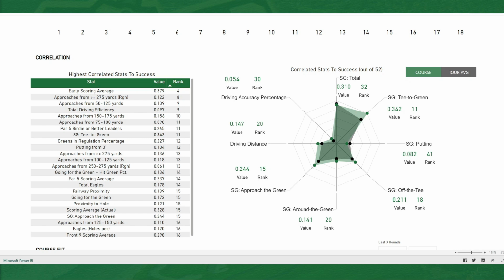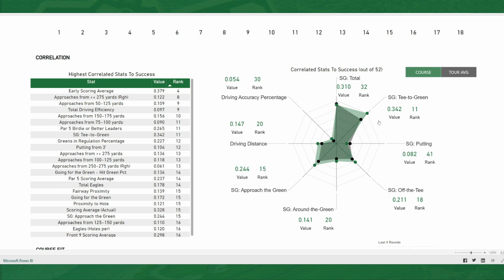Comparing them against other courses is important because you'll always see approach being a highly valuable, highly correlated stat. Tee to green, strokes gained total, these are all highly correlated. And if we were just to rank them 1 through 800, approach would always be near the top, strokes gained total would always be near the top. If you rank them against the other courses, you can kind of see which ones are outliers.